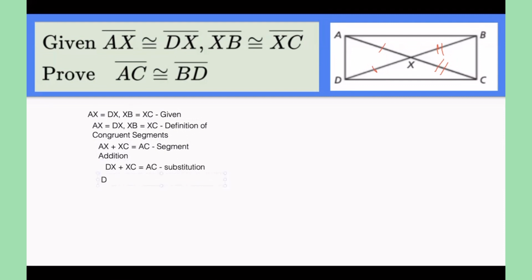Next, we would have DX plus BX equals AC through more substitution. Next, AC equals BD through the transitive property. And lastly, we would have AC is congruent to BD through segment congruence.